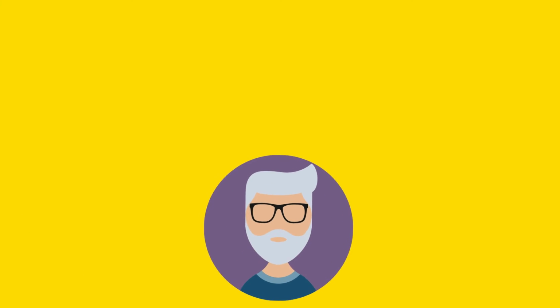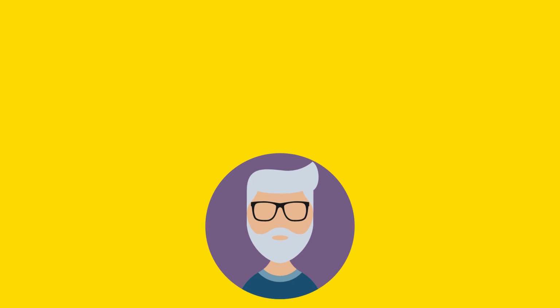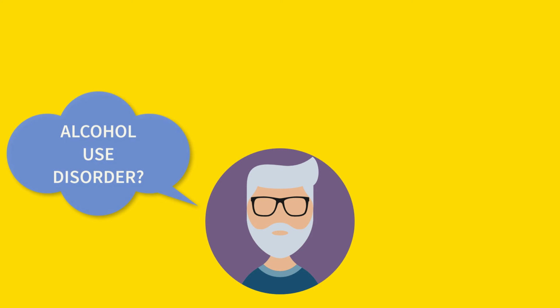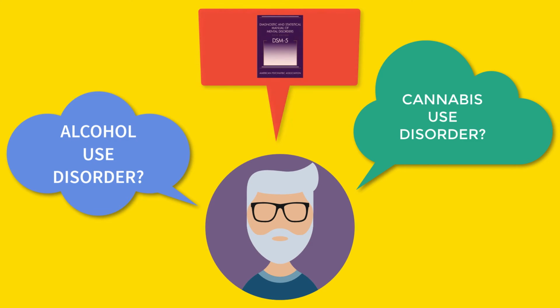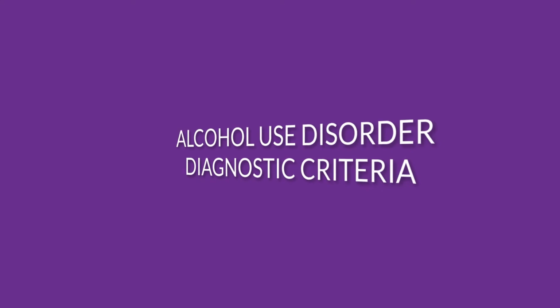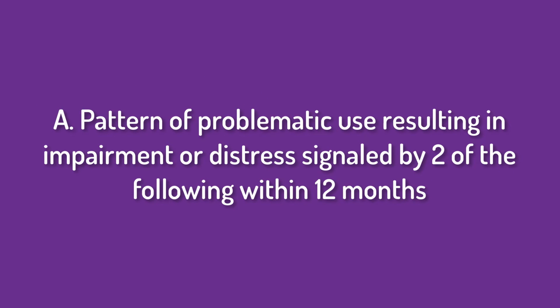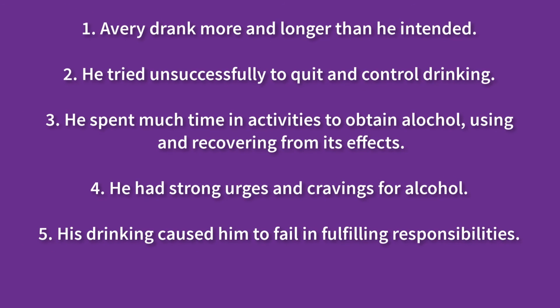Avery begins to get help at Moccasin Bend from his therapist. The first step in order for the therapist is to determine if Avery has alcohol use disorder or cannabis use disorder. The therapist uses the DSM to decide which of these, or if either, Avery has. Pattern of problematic use resulting in impairment or distress signaled by 2 of the following within 12 months. Avery drank more and longer than he intended. He tried unsuccessfully to quit and control his drinking. He spent much time to obtain, use, and recover from its effects. He had strong urges and cravings, and his drinking caused him to fail in fulfilling responsibilities.